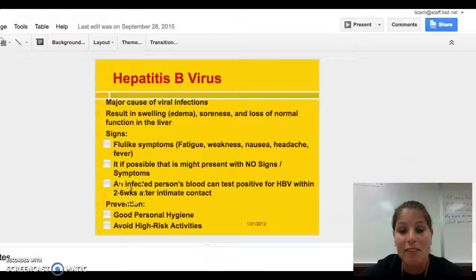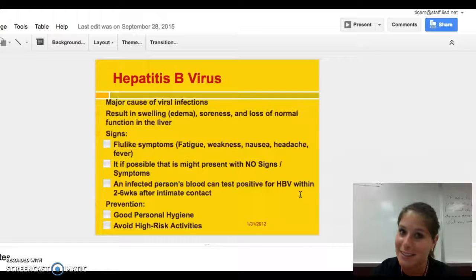An infected person's blood can test positive for hepatitis B within 2 to 6 weeks after intimate contact. Intimate contact is unprotected sex. You get hepatitis B from having unprotected sex, from sharing needles. You can also get this from just living in close quarters with somebody that has this disease.